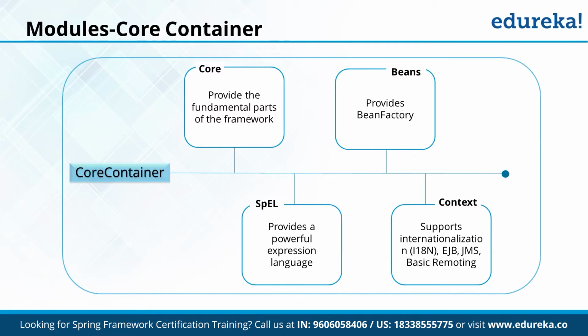So guys, beans are nothing but Java objects which are constructed by the Spring framework. So you need to configure them. Then we got context. It's an implementation of the beans itself, right? So it supports internationalization, for example, EJB, JMS, or remote APIs if you want to come up with that. Then Spring expression language is an expression language with the help of which we can write programs even.